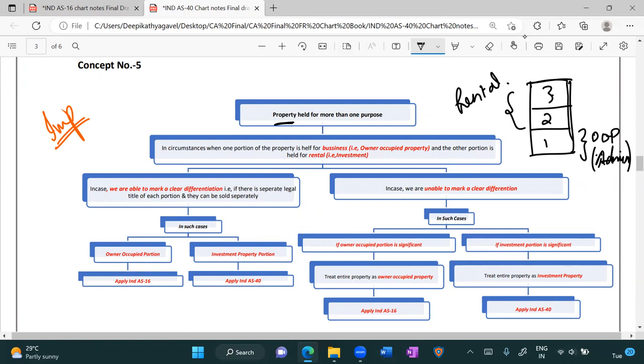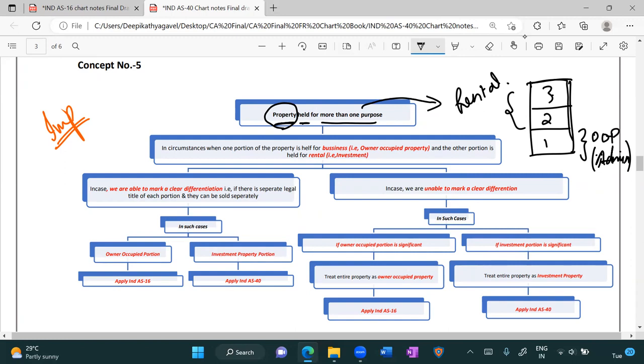Are you able to understand the title? It is a property which is held for more than one purpose. What is the first purpose? The first floor is being used as an owner-occupied property. The second purpose is what? The second and third floors are an investment property because I have given them as rental to others.